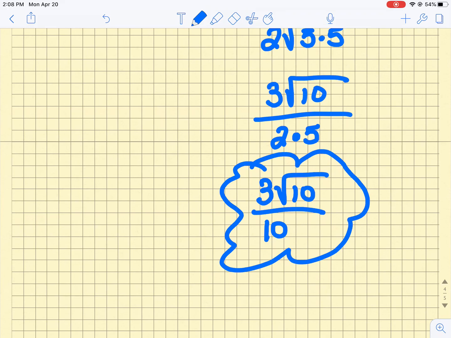Okay? If you put root 10 into your calculator, you're going to get a very weird decimal that can't simply cross out with a 10. So you have to be careful with that.